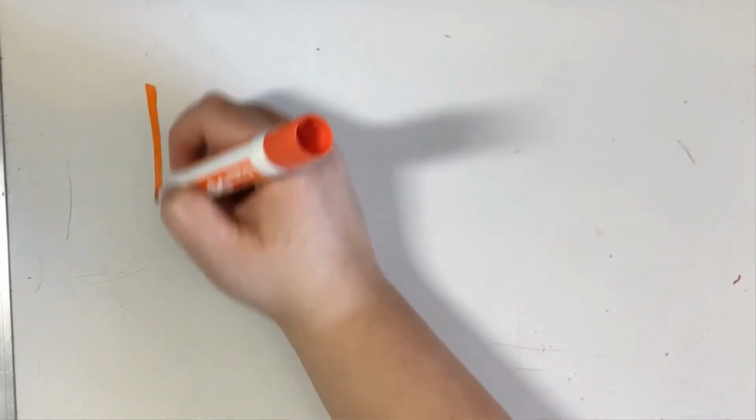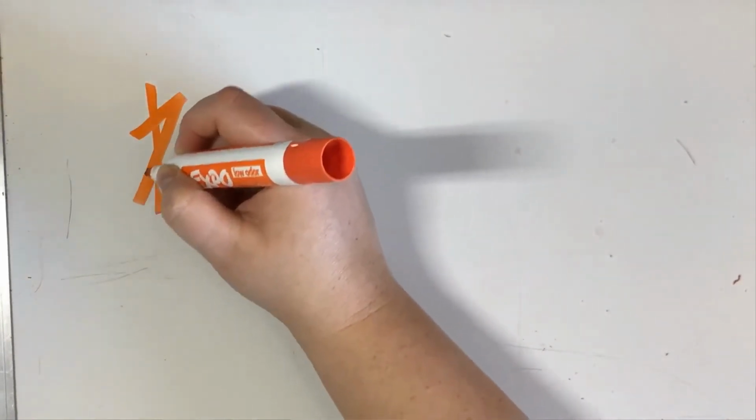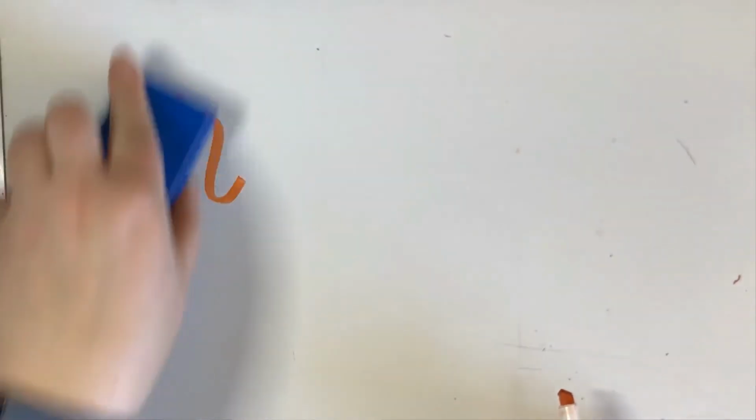And again, down, up, down, up and curve, bring it down and swoop. So that is they. So now I'll show you the difference between ne and they.